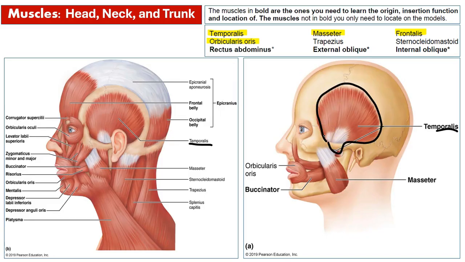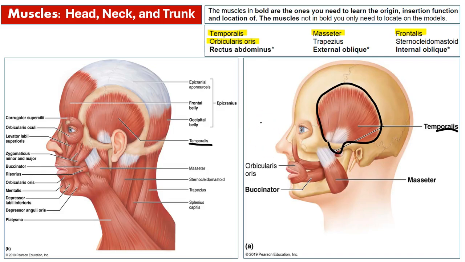Now, if you want to go focus on origin and insertion, you can, okay? But also, because I know we have to focus on location, I want to think temporalis is around the temporal bone of the skull, okay? So that's going to give me a region of where the temporalis muscle is. You can also say, okay, well, the origin is the temporal fossa if you want it, or the insertion is going to be the mandible. Okay, you can do that as well.